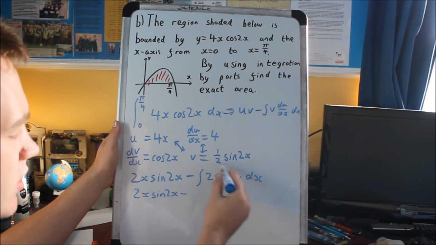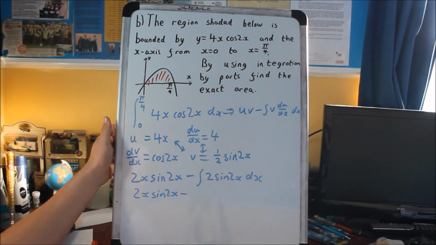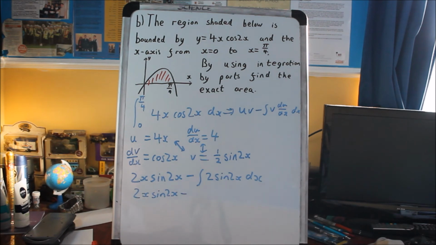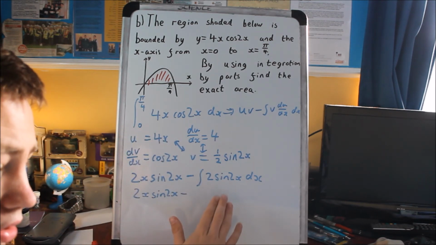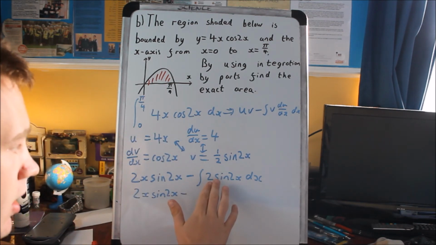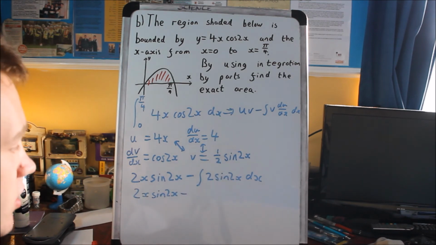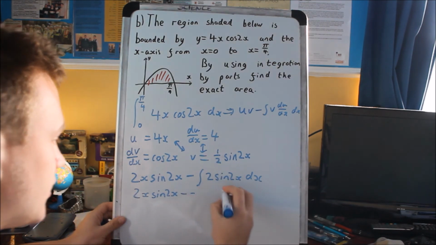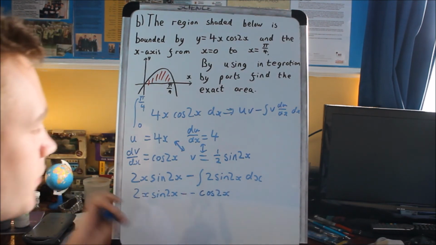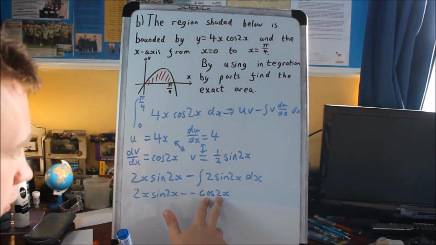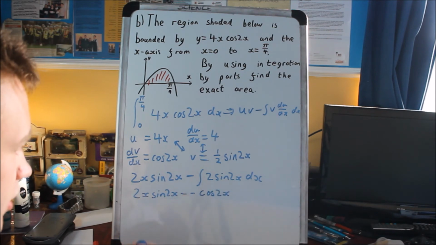and what's the integral of this? So we know it's going to be cos, but is it going to be minus cos? Well, think about it. If you were to differentiate cos, you get minus sine, but we want to end up with positive sine, so it must be minus cos 2x. And you could check that by differentiating that. You'd get 2 sine 2x.